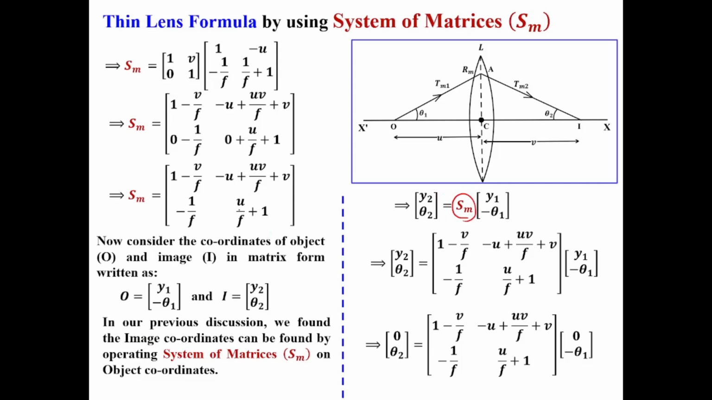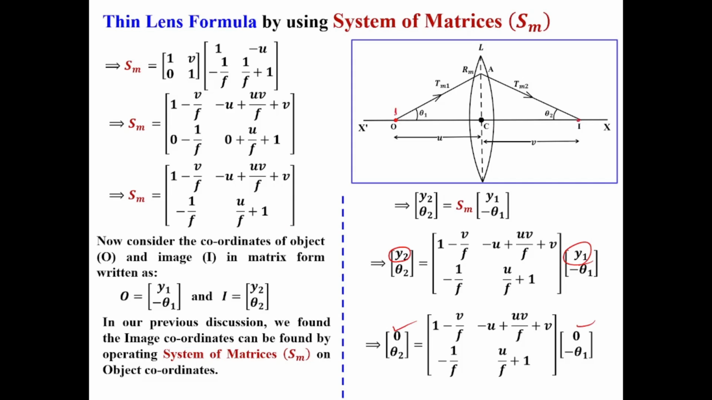Here the system matrix operates on the object information, the object coordinate y1, minus theta 1. We can find the image information or image coordinate. Here you can see left hand side theta 2, right hand side theta 1, so theta 1 is considered minus according to the sign convention with respect to theta 2. Now y2, theta 2 will be equal to this matrix instead of Sm, multiplied with y1, minus theta 1. Here y1 is substituted as 0 because it is a point object.